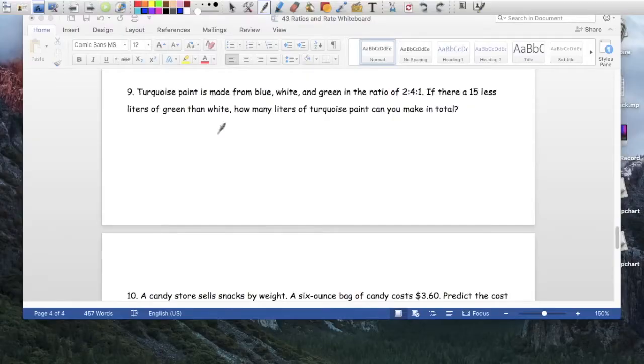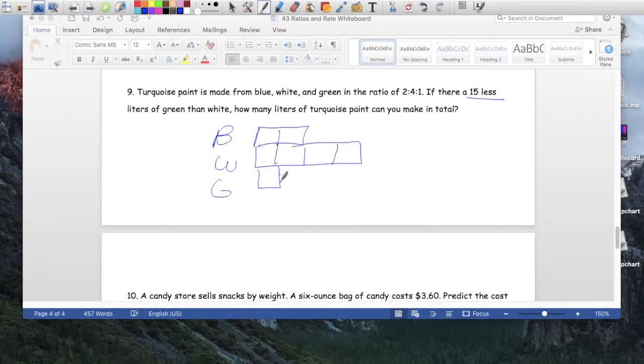Turquoise. I'm going to pronounce it for blue, white and green. I saw this 15 less thing, so I know I'm going to use a tape diagram. So you got 2 for blue, 4 for white, and 1 for green. Okay, and it says there are 15 less liters of green.